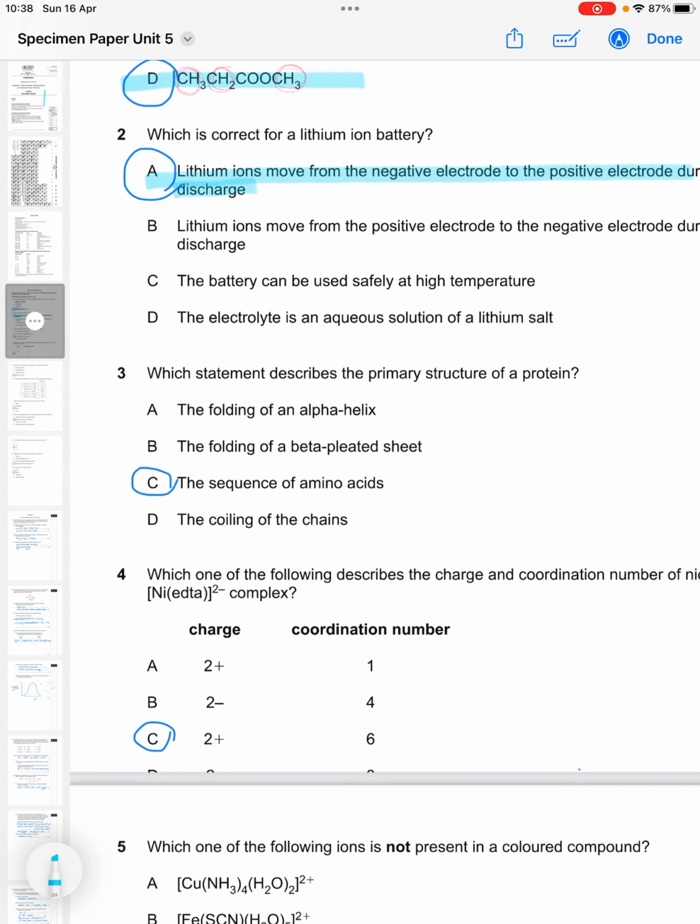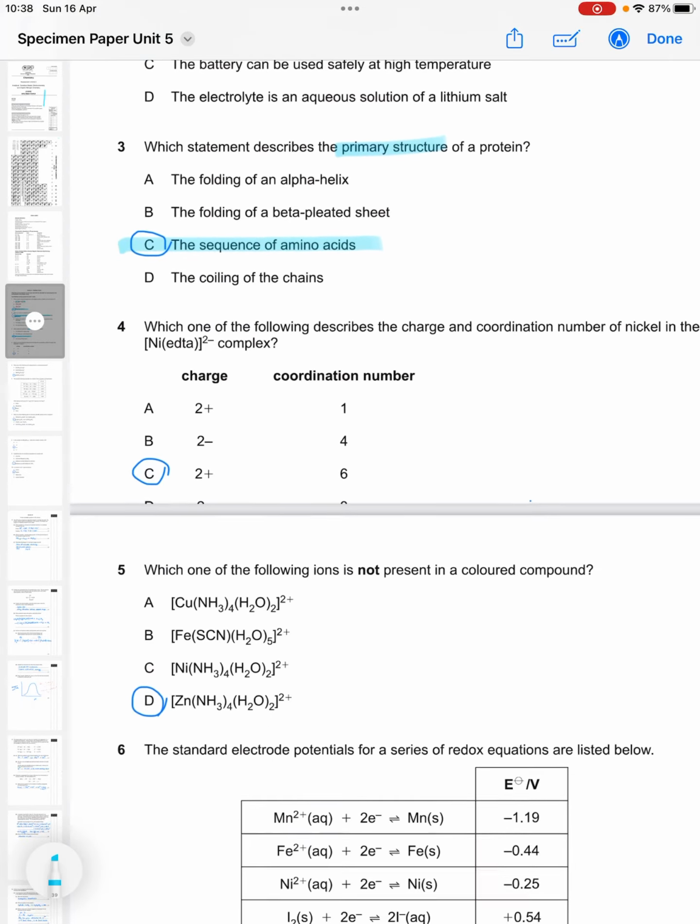Number 3, which statement describes the primary structure of a protein? Is it A, the folding of an alpha helix, B, the folding of a beta-pleated sheet, C, the sequence of amino acids, or D, the coiling of the chain? So it's the primary structure, which is the very first level of complexity, which is the sequence of amino acids in that protein.